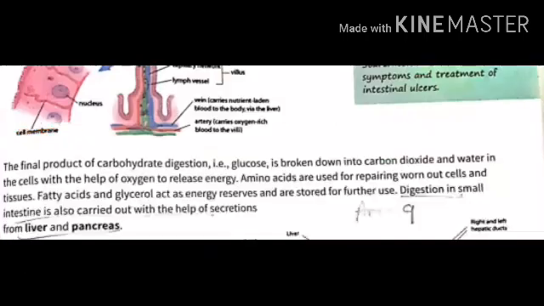For example, glucose, which is the final product of carbohydrate digestion, is broken down into carbon dioxide and water in cells with the help of oxygen to release energy. And amino acids are used for repairing worn out cells and tissues. And fatty acids and glycerol act as energy reserves and are stored for further use.